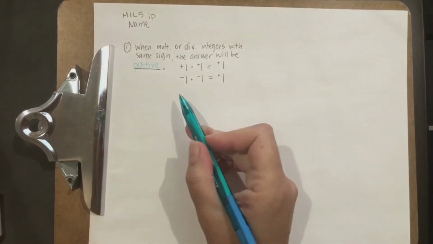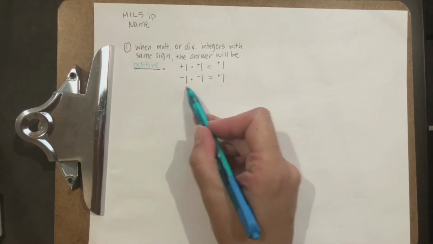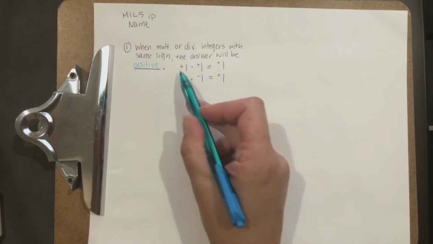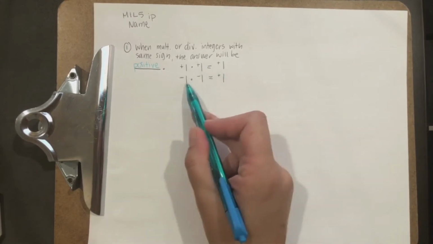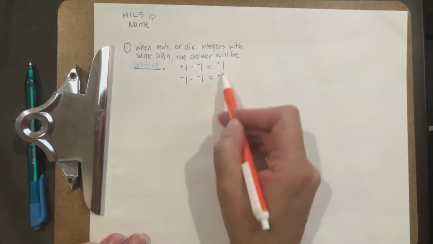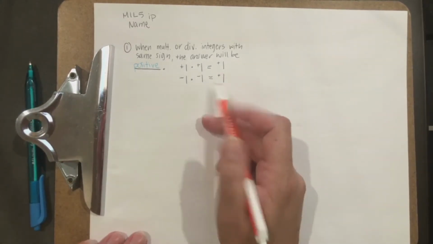And to prove it, so that you get full points, you need to do a little proof right here by showing positive times positive is positive and negative times negative is positive. So that's how you show your work for this one, is you actually write out a little example.